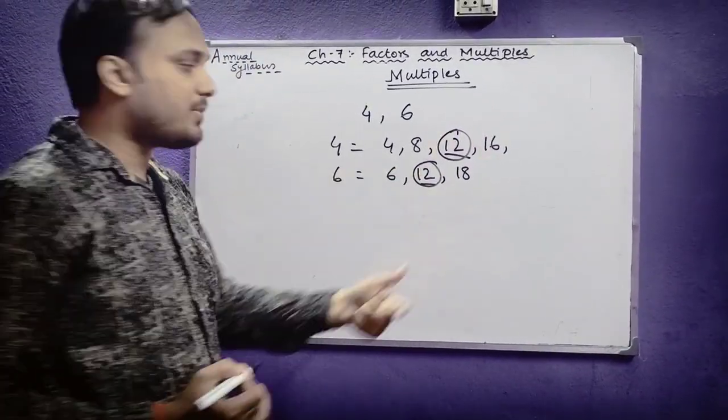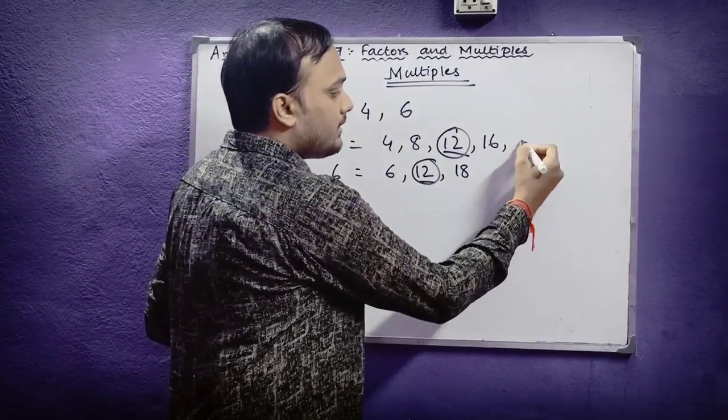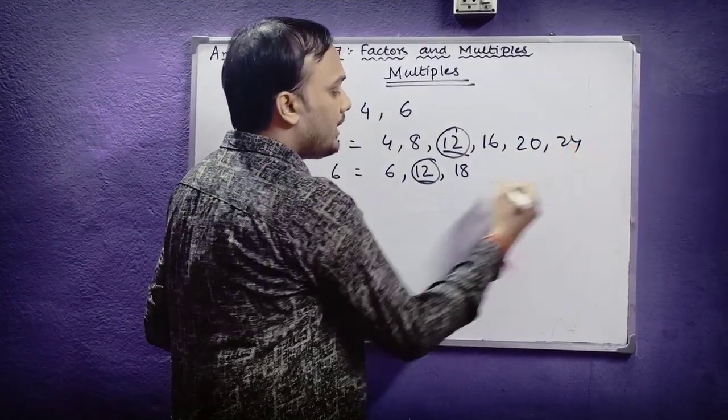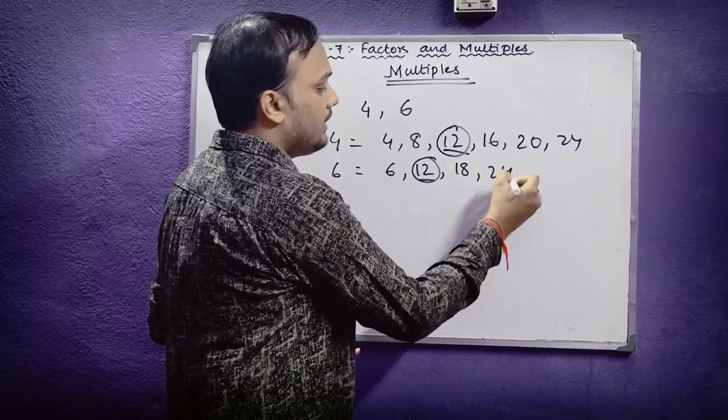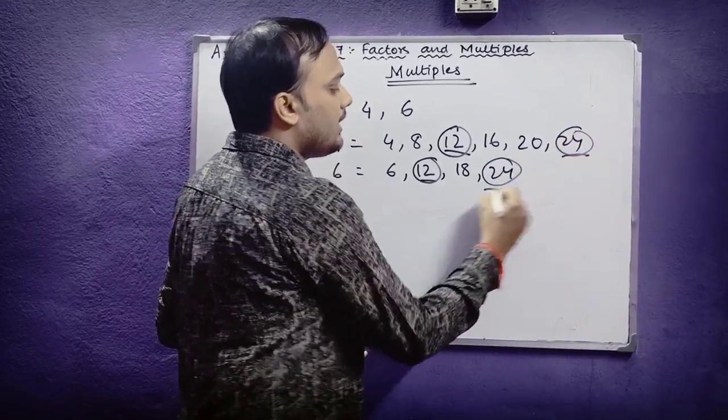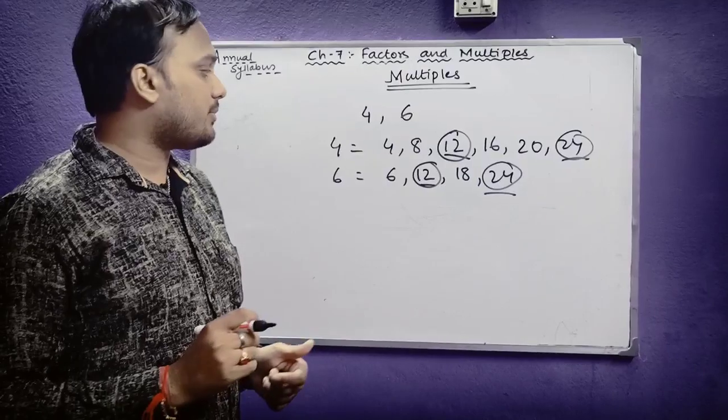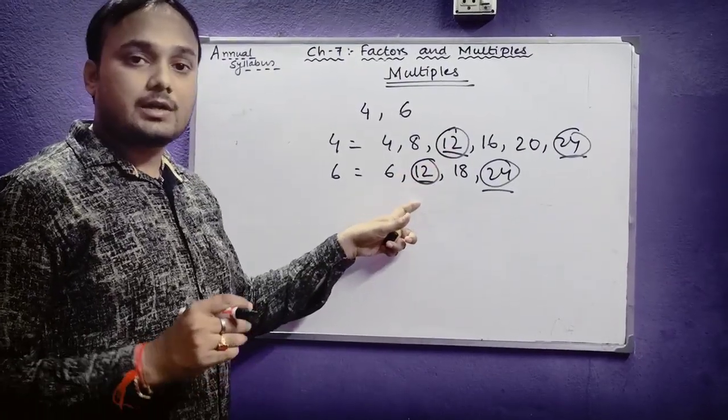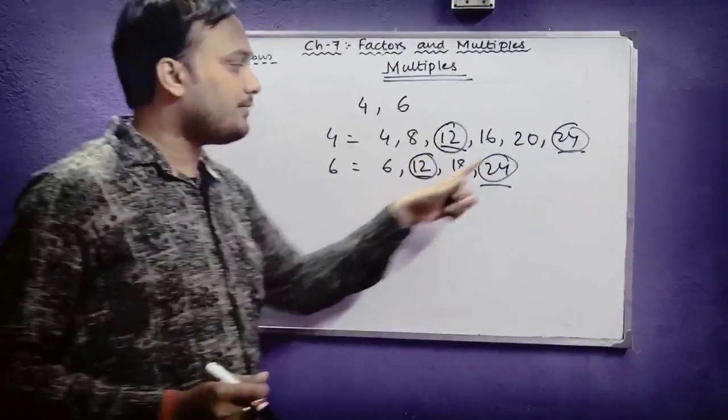Okay, next common multiple will be 16, then 20, then 24 here. It will be 6 4s are 24. So next common multiple will be 24. So if I ask you only one common multiple, it will be 12. If I ask you the two common multiples, it will be 12 and 24.